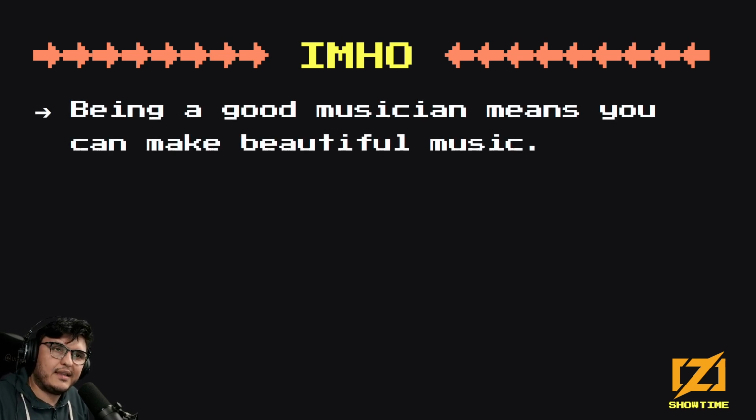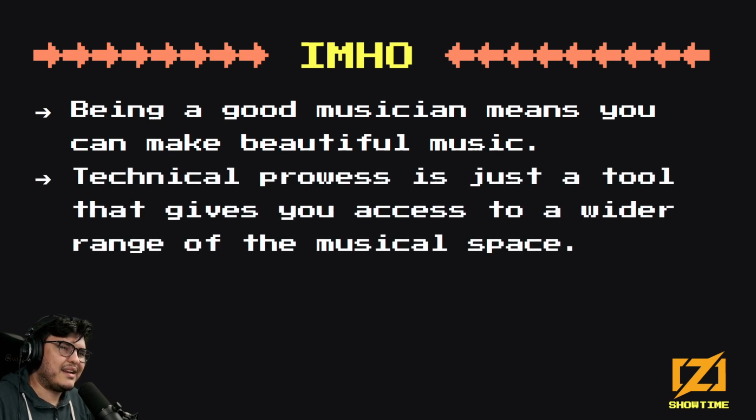if your goal is being a good musician, in my opinion, it means that you can make beautiful music. So if you're a player, you play an instrument, it means that you are using the instrument for the ultimate goal of performing beautiful music. And technical prowess is a tool that allows you to get access to a wider range of music.